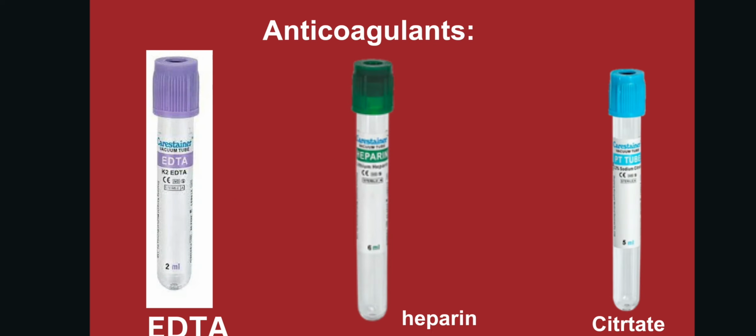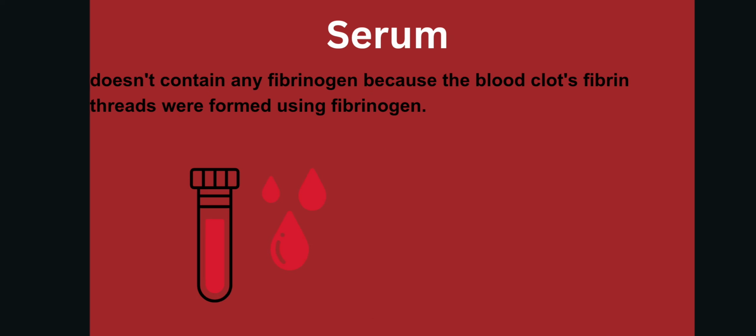These are the tubes that we use for anticoagulants: the EDTA tube, the purple tube, heparin, the green tube, and citrate, the blue tube. On the other hand, serum does not contain any fibrinogen, because the blood clot's fibrin threads were formed using fibrinogen. So this is the difference between serum and plasma.